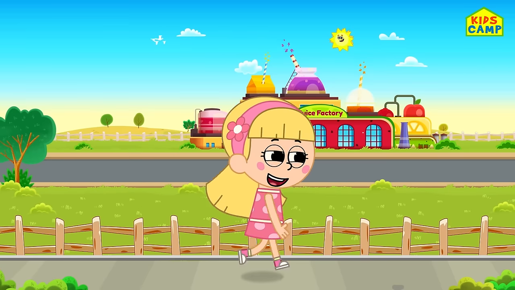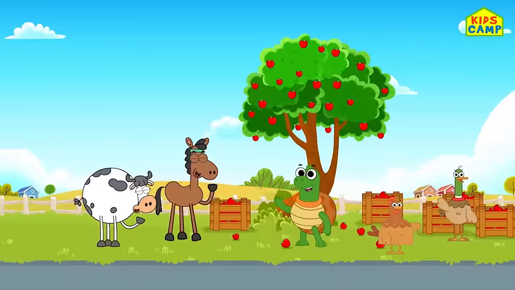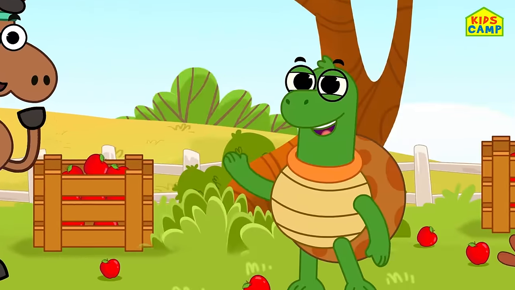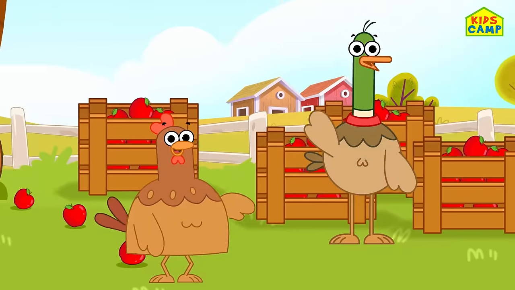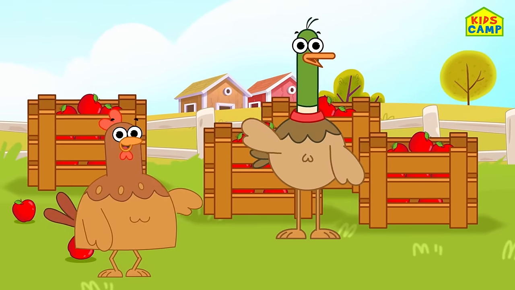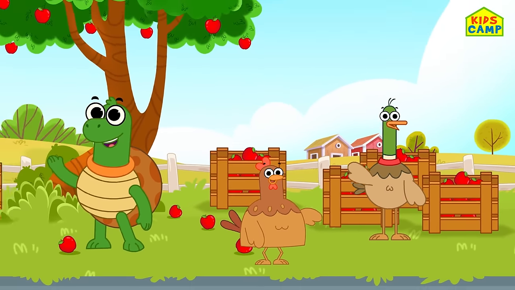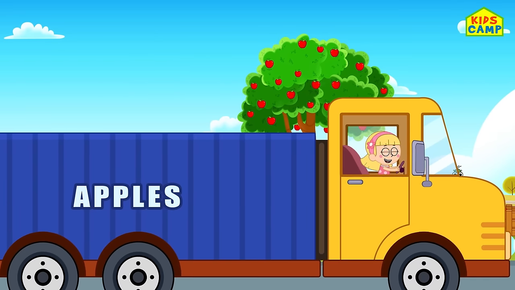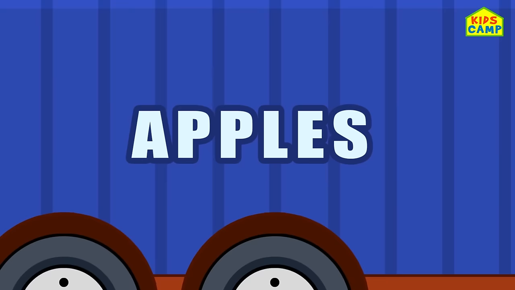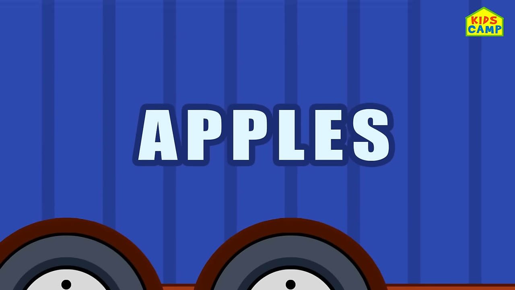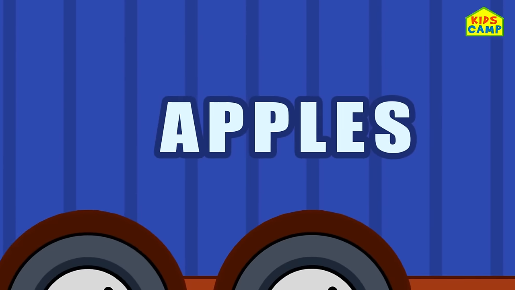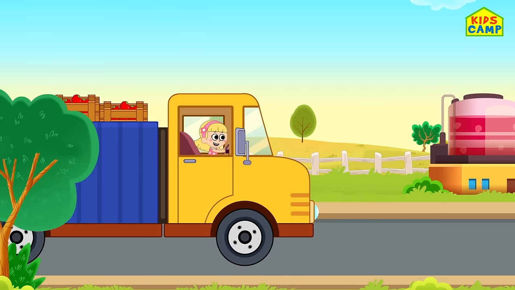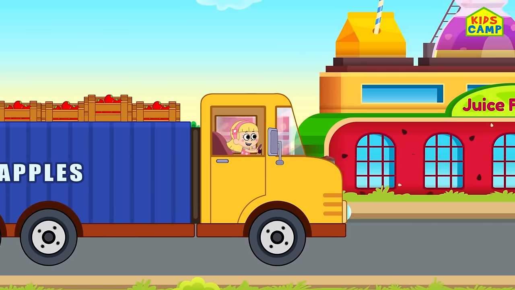Follow me, friends. Hey, these are my friends. That's Mooey the cow. And that's Horsey, Mr. Flippy, Clucky, and Mr. Oscar. You guys are doing a great job by helping me collect the apples. Load in the apples in the truck. Woo-hoo! To the factory! We'll begin with the apples, my friends.